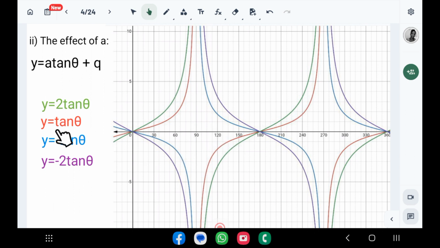If your a is positive, then your graph will look up like a normal tan graph. But if your a is negative, the graph will look down. It will be reflected about the x-axis. In other words, it will be flipped upside down.